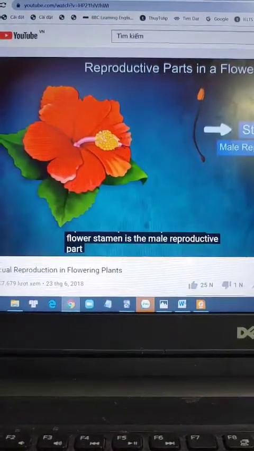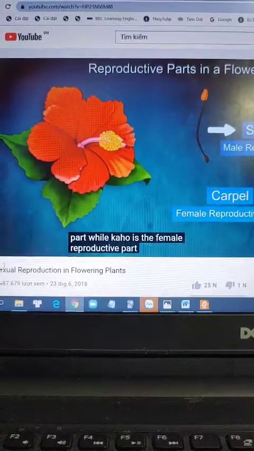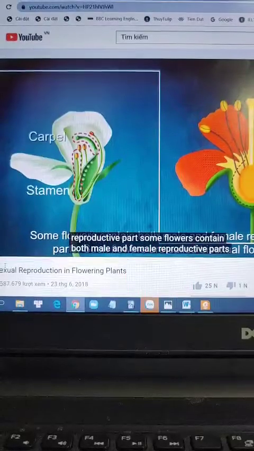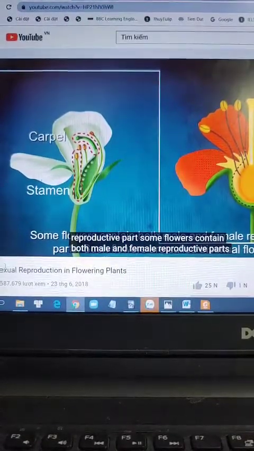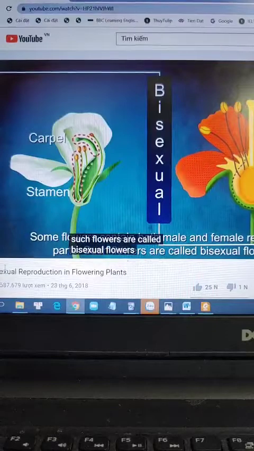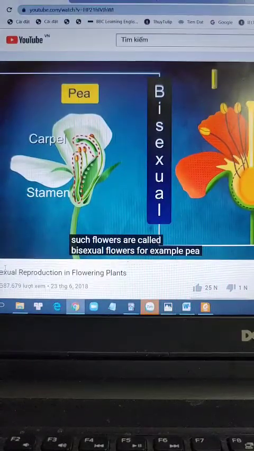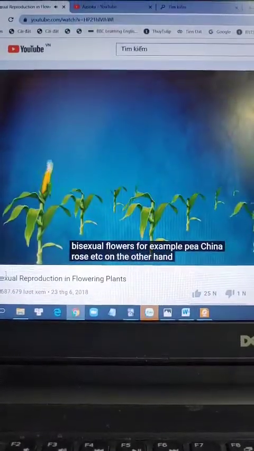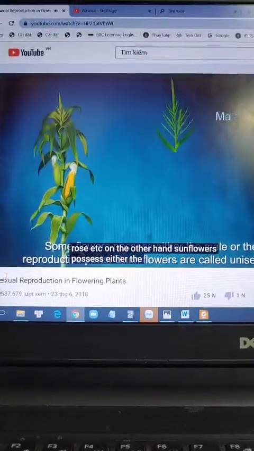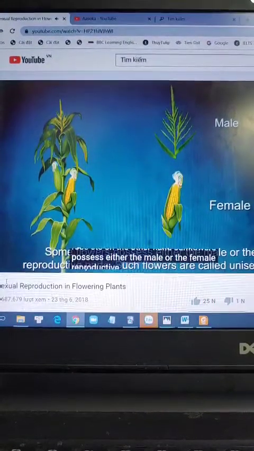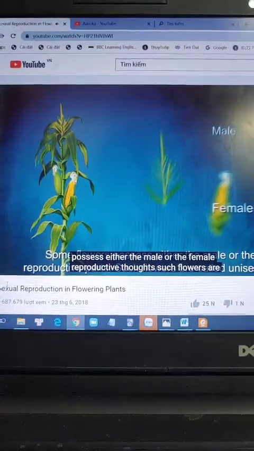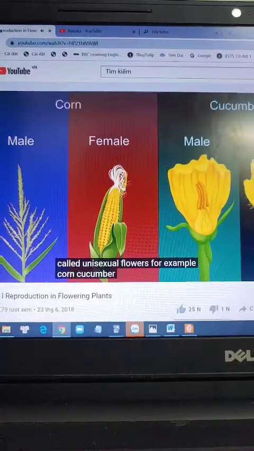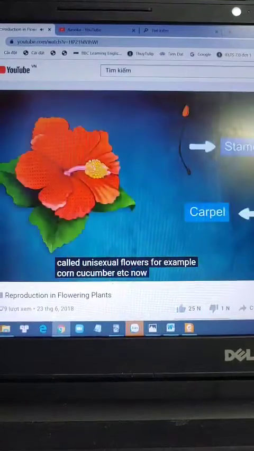In the flower, stamen is the male reproductive part, while carpel is the female reproductive part. Some flowers contain both male and female reproductive parts, such flowers are called bisexual flowers, for example, pea, China rose, etc. On the other hand, some flowers possess either the male or female reproductive parts. Such flowers are called unisexual flowers, for example, corn, cucumber, etc.